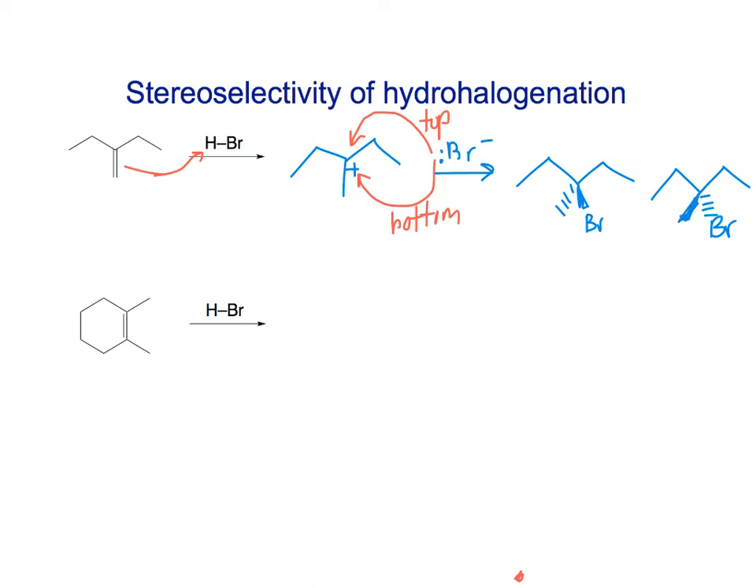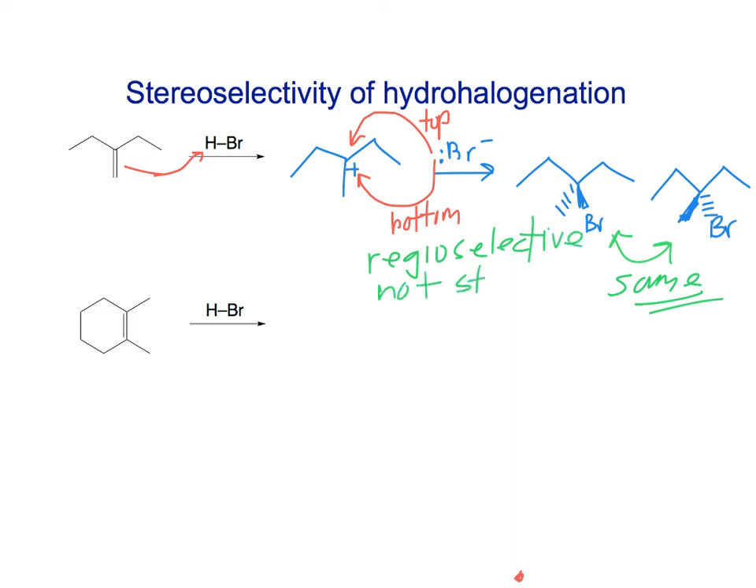So what's the relationship between these two molecules? These are the same, right? We just flip one of those over and it would superimpose right on the other one. So this first reaction would be regioselective because it's following Markovnikov's rule, but it is not stereoselective. All right, we don't generate any stereoisomers. Let's look at the next one.